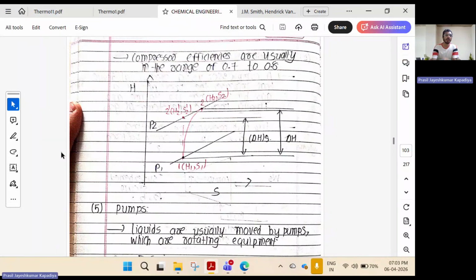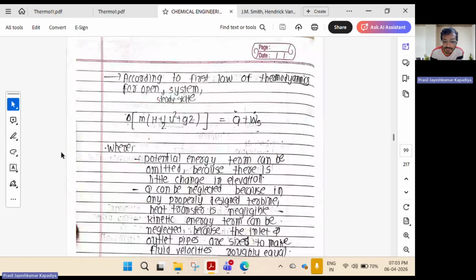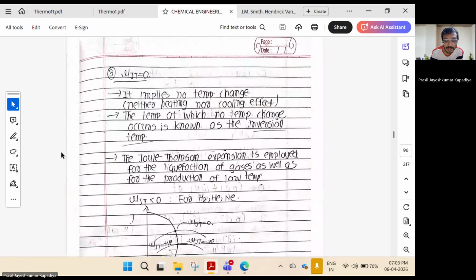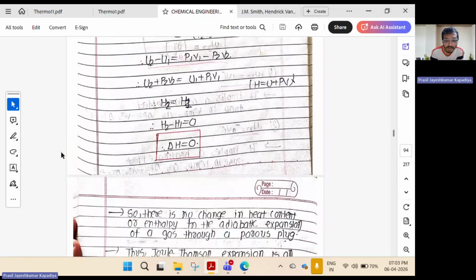Okay, let's try to move ahead to pumps. So what is the use of pumps? Liquids are usually moved by pumps, which are rotating equipment. For an isentropic process, we know dH is equal to TdS plus VdP.